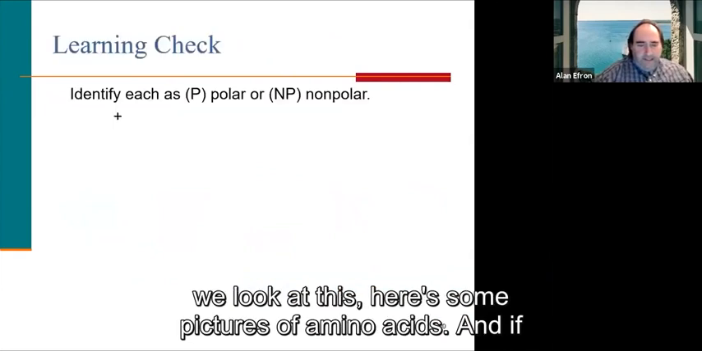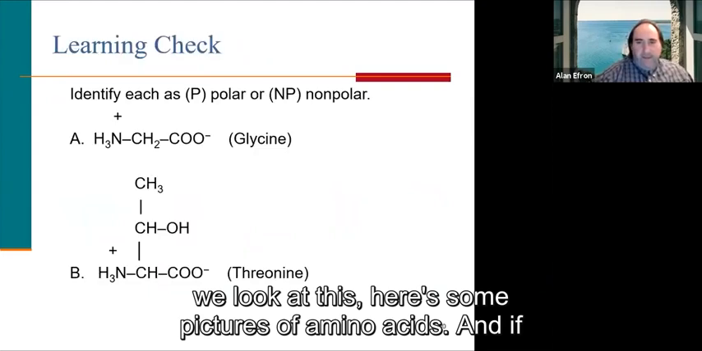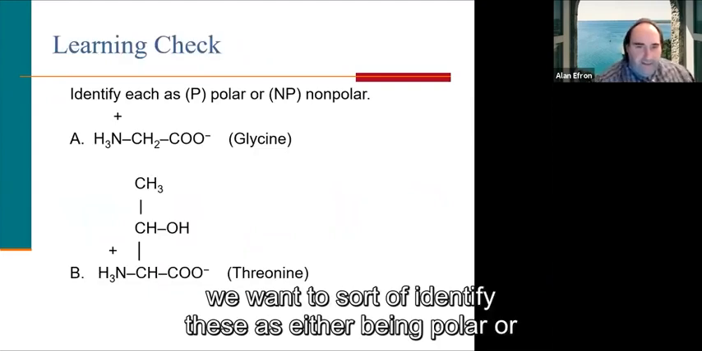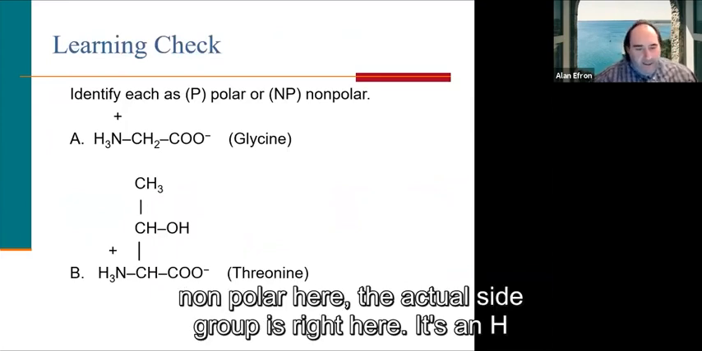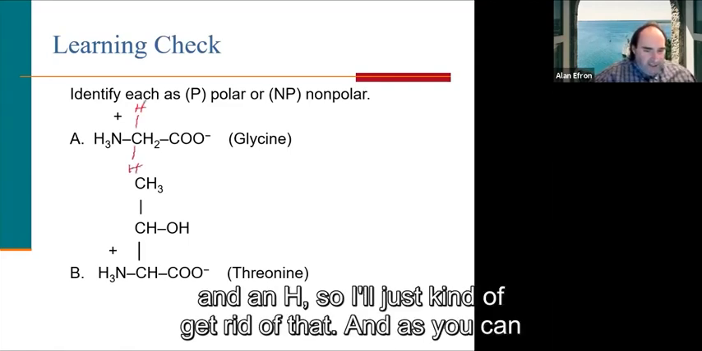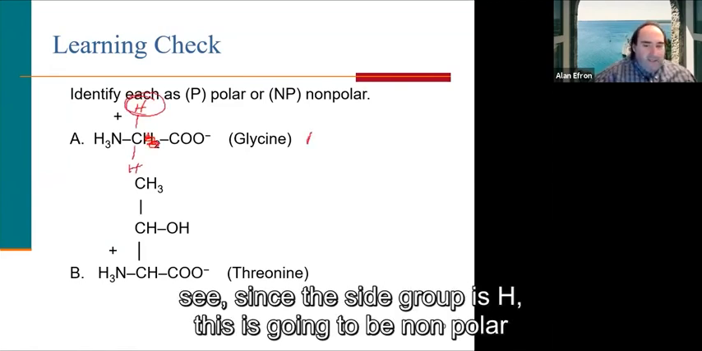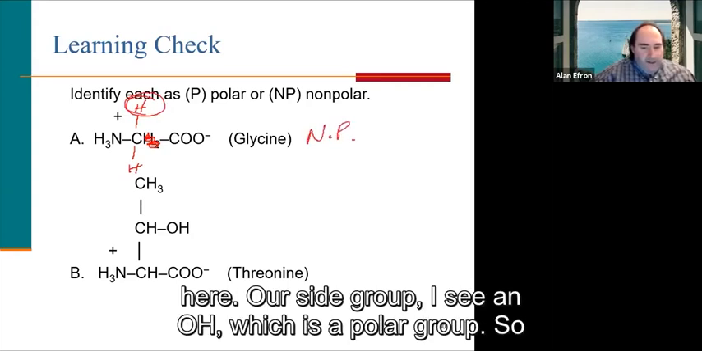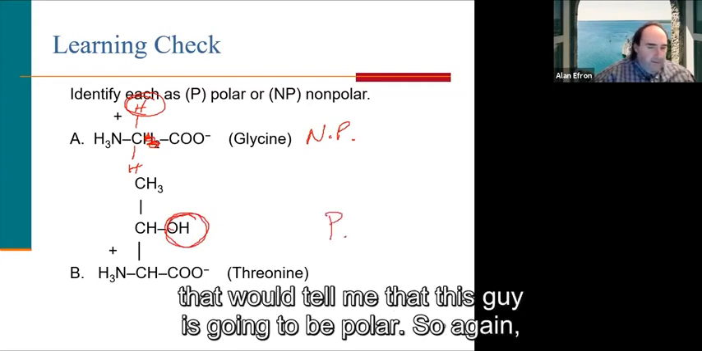So if we look at this, here are some pictures of amino acids. If we want to identify these as either polar or non-polar, the actual side group is right here. It's an H and an H. As you can see, since the side group is H, this is going to be non-polar. Here, our side group, I see an OH, which is a polar group. So that would tell me that this one is going to be polar.